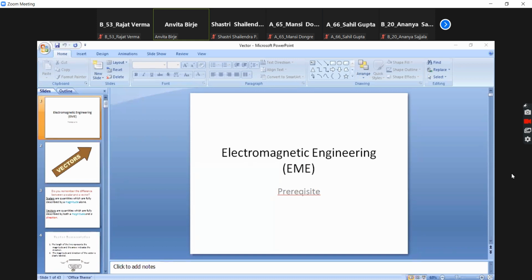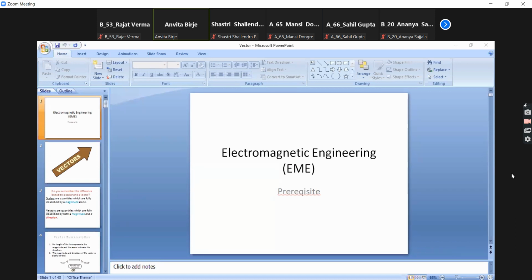Okay. So if you say vectors, if you say the force, then it not only has magnitude, but also the direction in which that force is being applied. That is also important. So therefore, I am happy that all of you remember the difference between scalar and vector. Okay. So how do you represent the vector? The length of the vector, the length of the line, represents the magnitude. Okay, so bigger is the length, more is the magnitude.